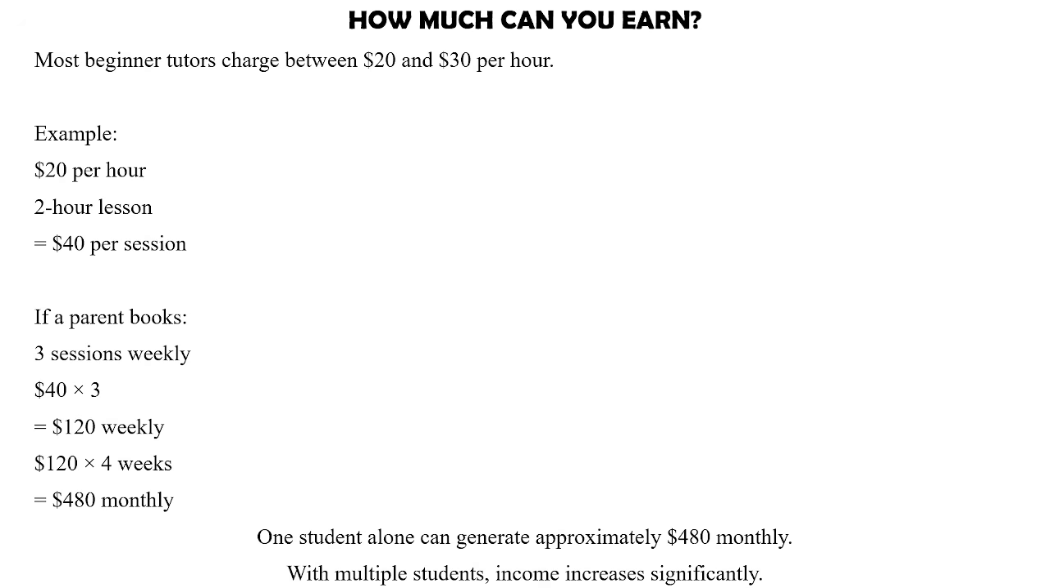So let's say in a day you are teaching 2 hours. That will give you $40 for that particular day, right? You charge per hour. So some parents may book you 3 times in a week. Some may book you 4 times in a week. If they book you 3 times in a week, that will give you $40 per day times 3. That's $120 at the end of the week. So at the end of the month, it will be $120 times 4. That will give you $480.